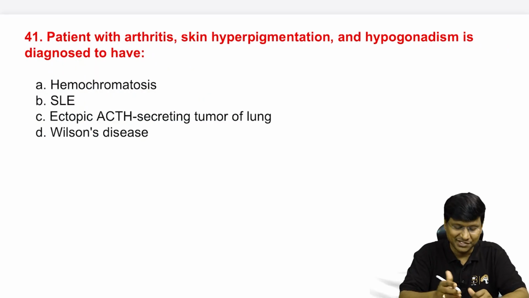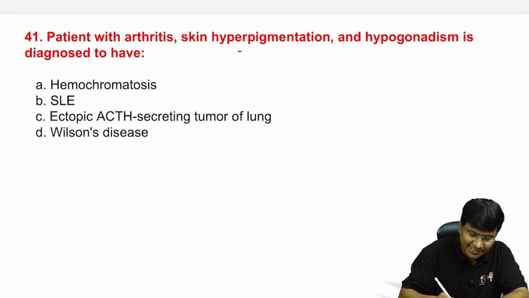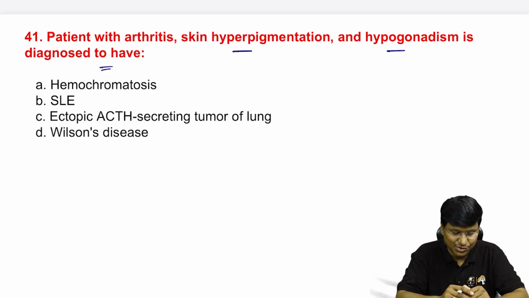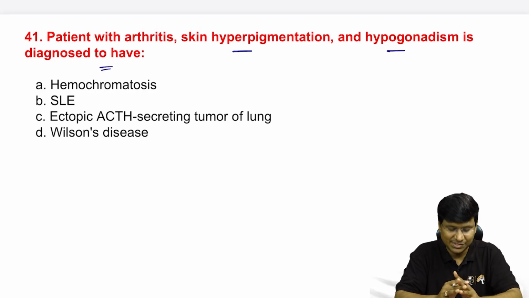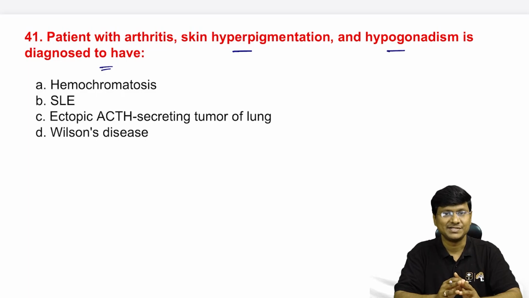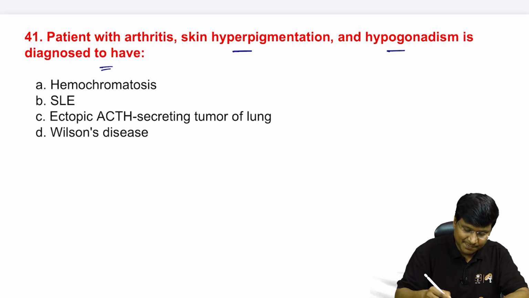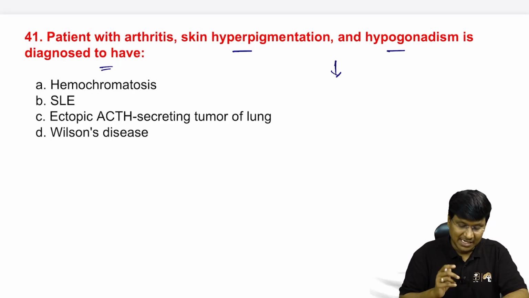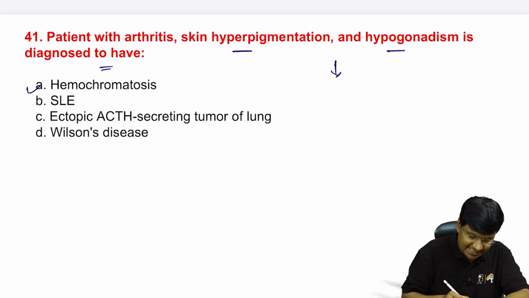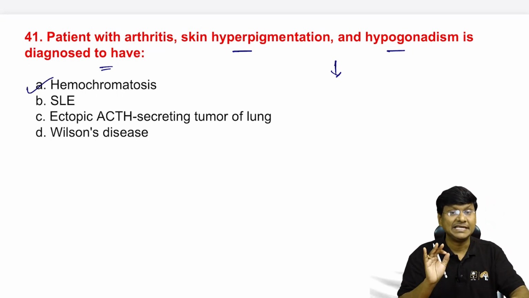The next question is, a patient with arthritis, skin pigmentation and hypogonadism is diagnosed to have hemochromatosis, systemic lupus erythematosus, ectopic ACTH secreting tumor of the lung, or Wilson's disease. This particular patient has skin pigmentation, arthritis and hypogonadism. It is a picture suggestive of hemochromatosis.